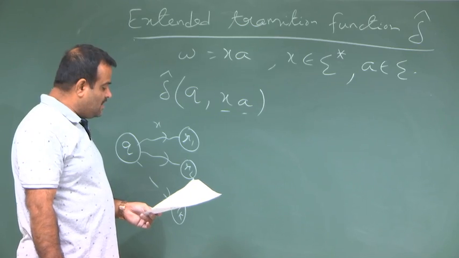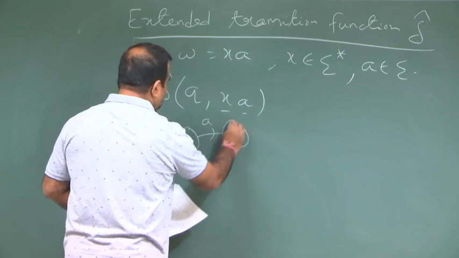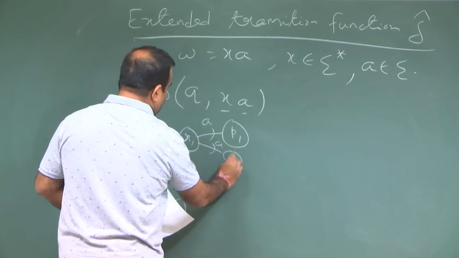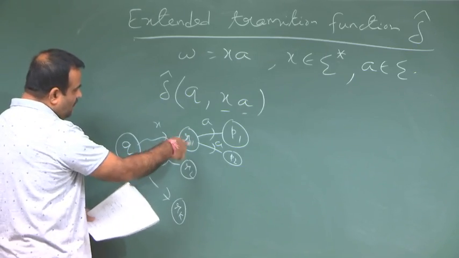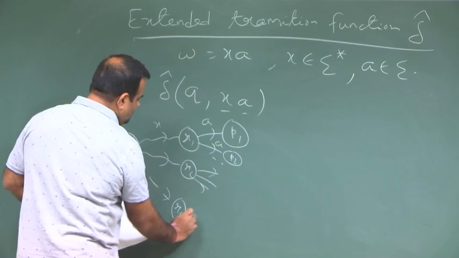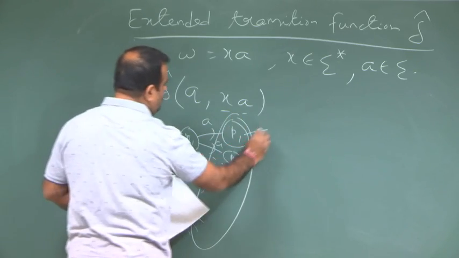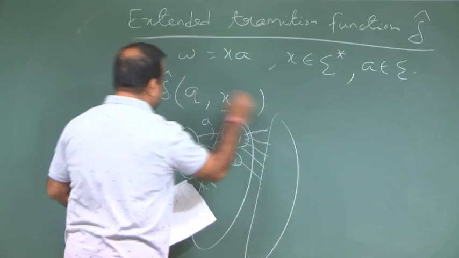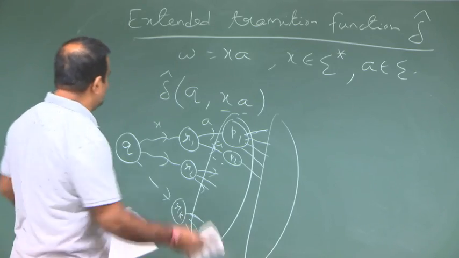Now from here, with a we can go to p1, with a we can go to p2. So maybe this includes the epsilon move after r1 and before r1, and so on, like this. Now for all of these we can take the epsilon closure. So this set will be the delta hat of this. Okay. So let us write this formally.